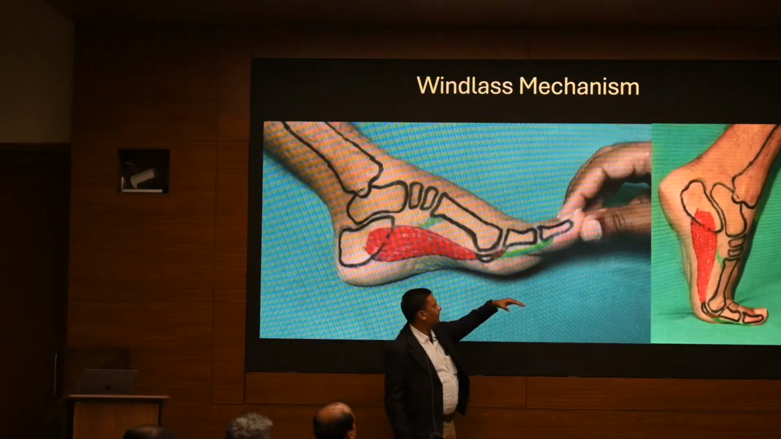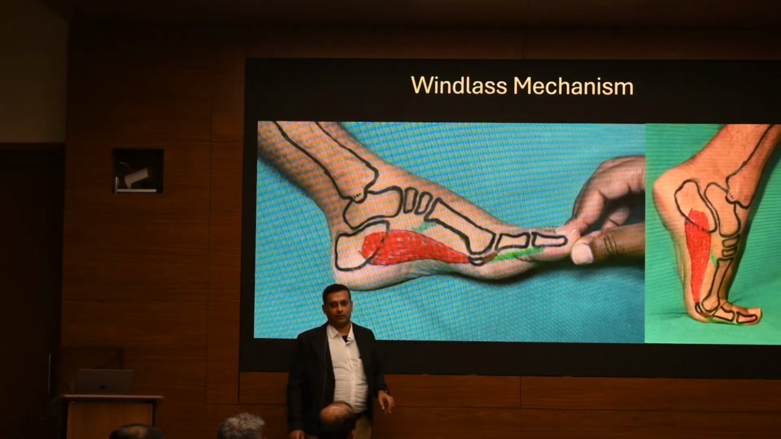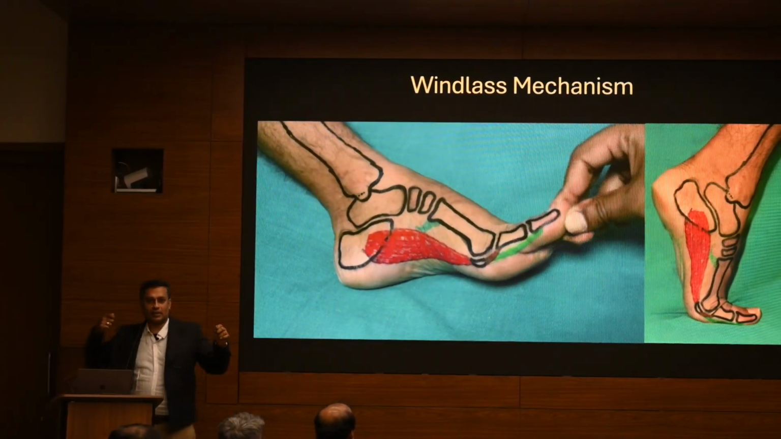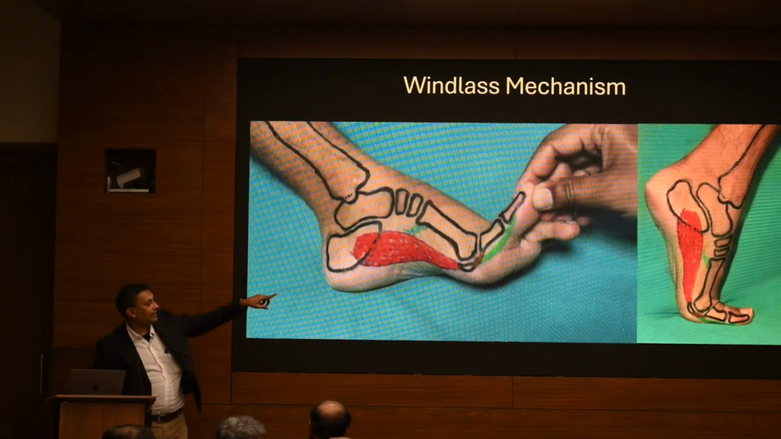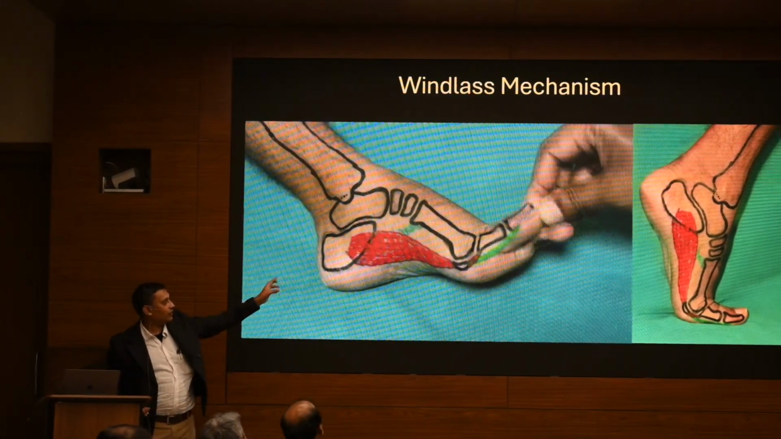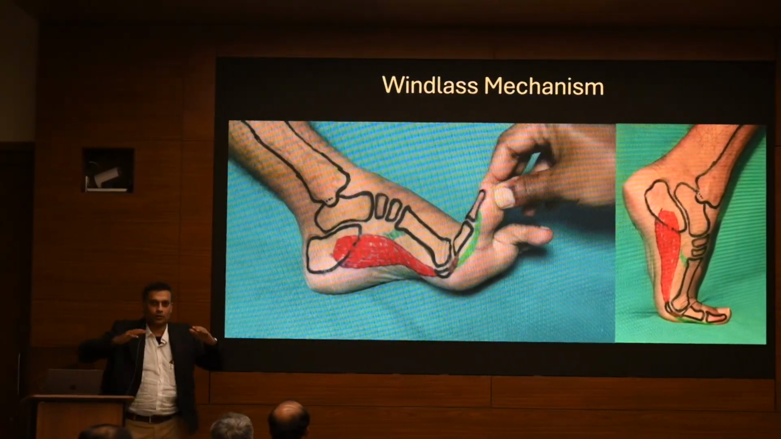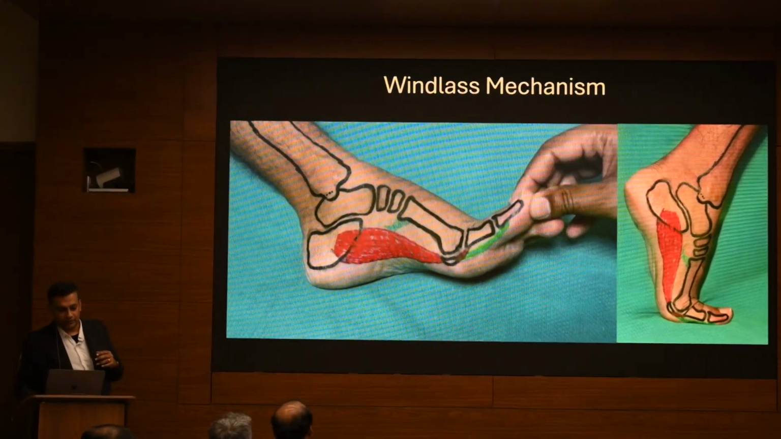So whenever you have a dorsiflexion of the great toe, you will have a plantar flexion of the first ray. It's just like the bow. You pull the string and the bow will bend. Same way, the tightening of those soft tissue structures will cause the bow to bend. So this stabilizes the arch and prevents it from collapsing. So this is the windlass mechanism.